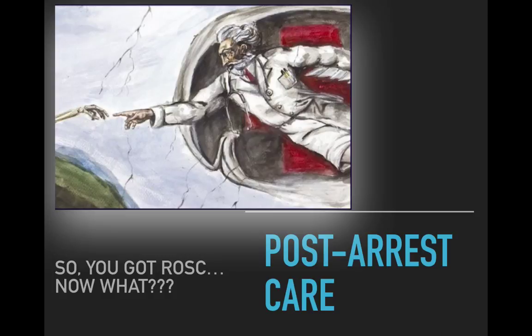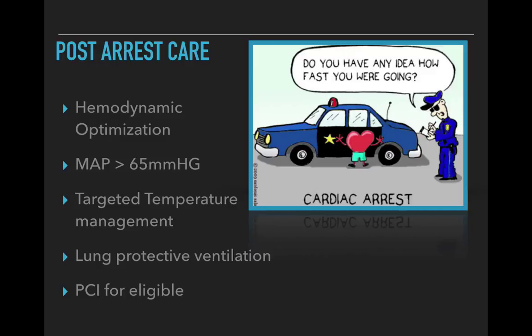Okay, so now we have just a couple minutes to go through the post-arrest care, and this is going to be fast because it's pretty simple for us, really. It's a critically ill patient. It's a rodeo. These patients are super unstable, and the foundation of post-arrest care is just hemodynamic optimization, good critical care. Keep your MAP above 65. TTM and hypothermia, very important. Lung protective ventilation. And then PCI. PCI is a hugely important part of this package.